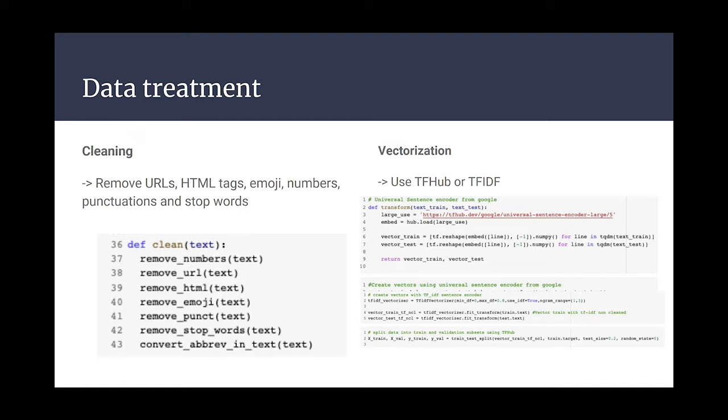We started by cleaning. The tweets contain a lot of information that is not relevant for our predictions, such as URLs, tags, emoji, numbers, punctuation, and stop words. So we created a clean function that removes all these useless elements and applied it to both the test and the train set. We will see later on that we didn't always use the cleaned dataset, as it didn't improve our prediction scores. After cleaning, we vectorized the data.